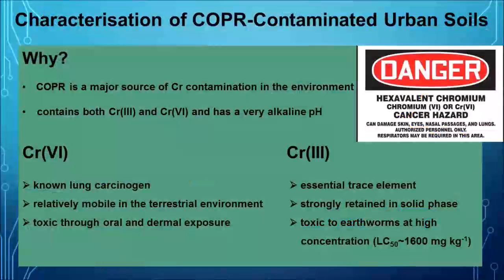Now, the chromium contamination, you can see, is quite extensive, because we know that there is a lot of hexavalent chromium there. There is significant environmental concern, obviously, because chromium-6 is a known lung carcinogen, and it's also relatively mobile in the terrestrial environment. I should stress, however, that we shouldn't ignore chromium-3, which makes up a lot of the rest of that waste material. It is an essential trace element, and it's much less mobile than chromium-6, but it is still toxic at high levels. I've just given an example here in terms of its toxicity to earthworms, with the lethal concentration for 50% of the earthworms being around 1,600 milligrams per kilogram.